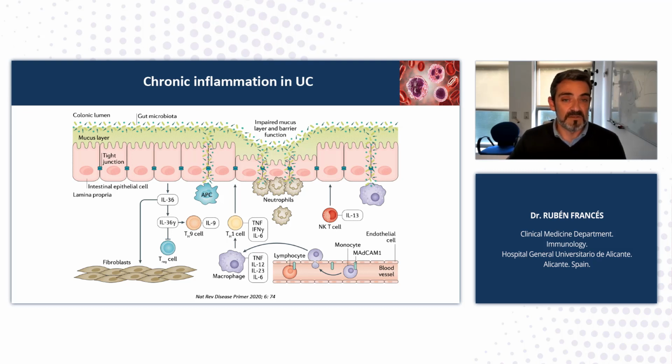And all these factors together favor the trespassing of bacteria and bacterial products that get in contact with macrophages, with antigen-presenting cells, starting an immune response. These cells are able to produce chemokines, and these chemokines attract neutrophils. And also the monocytes that are recruited from the bloodstream become mature macrophages, and they start secreting pro-inflammatory cytokines which help differentiate the adaptive immune response.